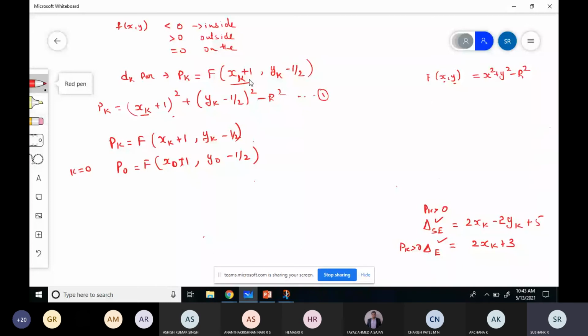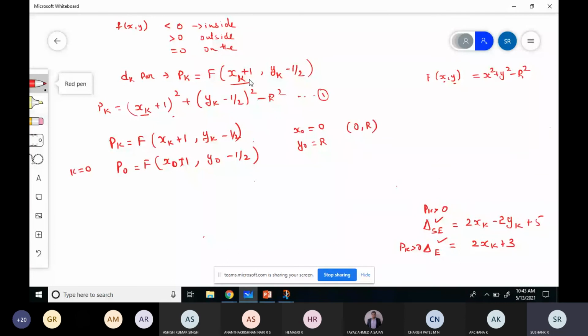So for the initial position, in our scenario, we'll take the starting position x naught. Since it is a circle, x naught will be 0 and y naught will be the radius. So this is the criteria. The starting position for us will be 0 comma r.